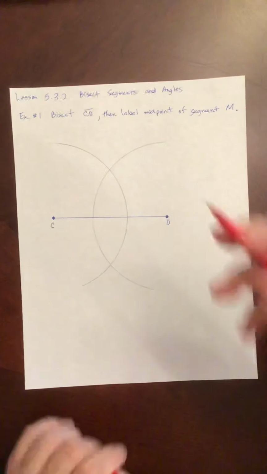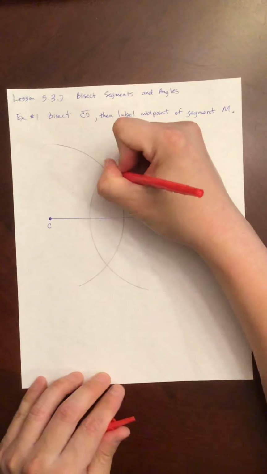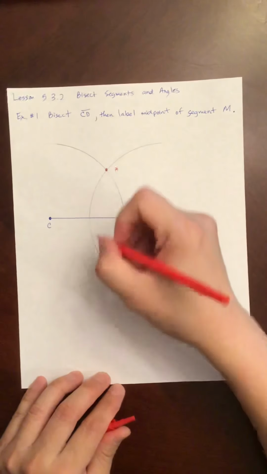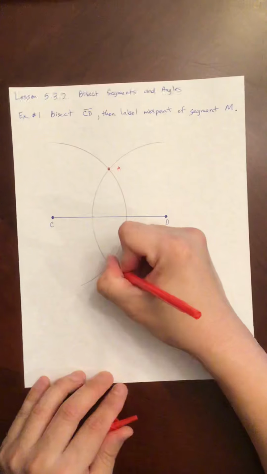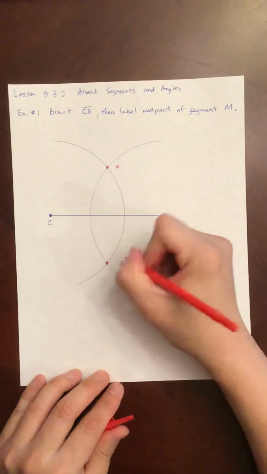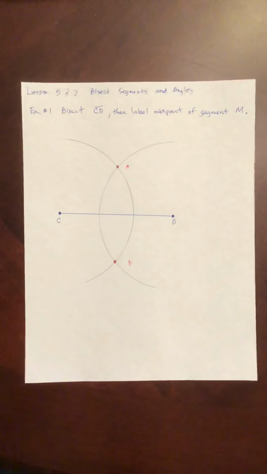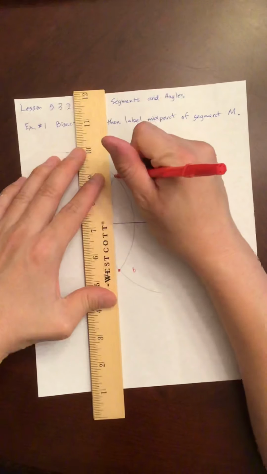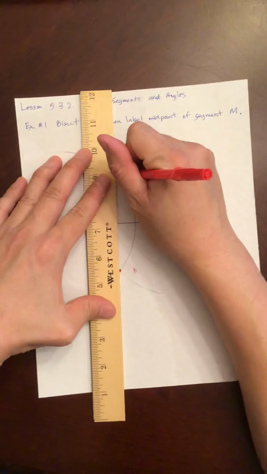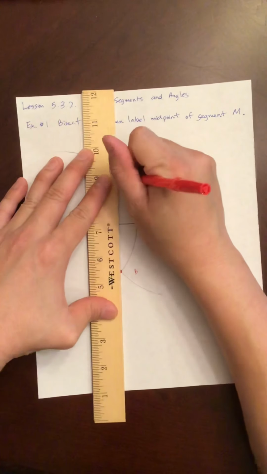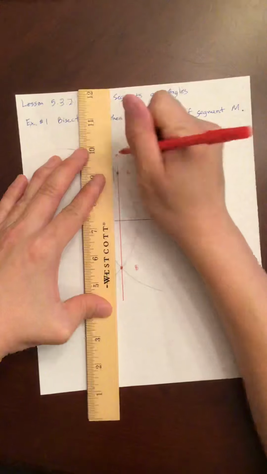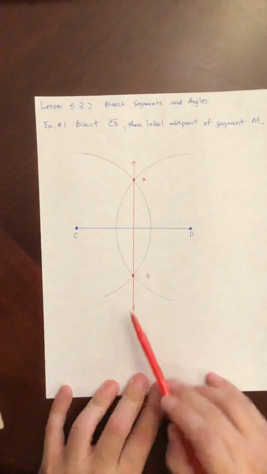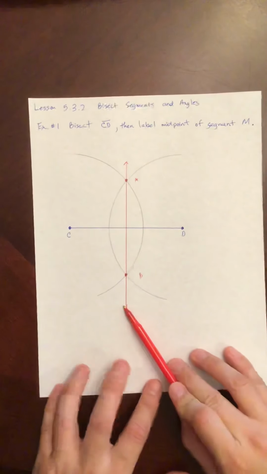So when they crisscross, you have a point here. I'll call this point A. You have a point below where they intersect, that's point B. What you need to do now is connect point A with point B, using a straight edge, and draw a line connecting them. So basically, this red line, AB, bisects CD.